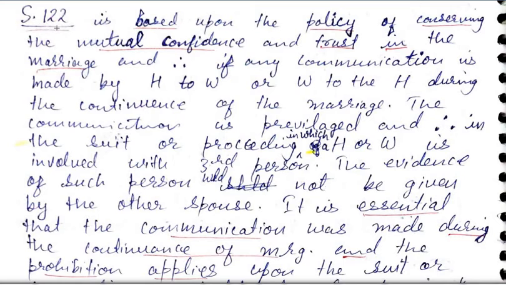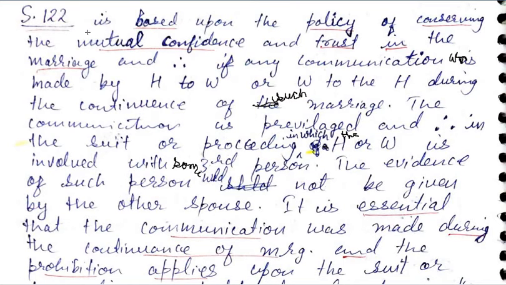Now write down upon Section 122. Section 122 is based upon the policy of conserving the mutual confidence and trust in the marriage, and therefore if any communication was made by husband to wife or wife to the husband during the continuance of such marriage, the communication is privileged, and therefore in the suit or proceeding in which the husband or wife is involved with some third person, the evidence of such person cannot be given by the other spouse.